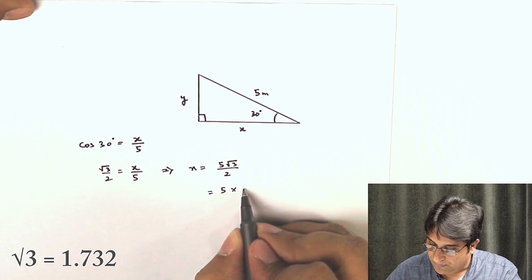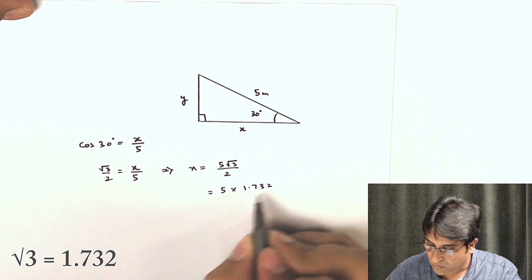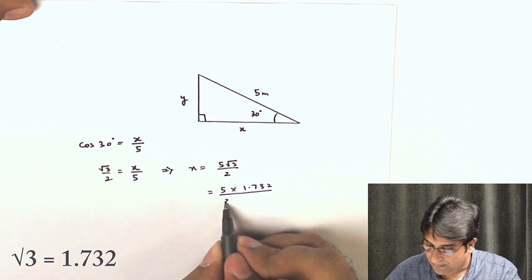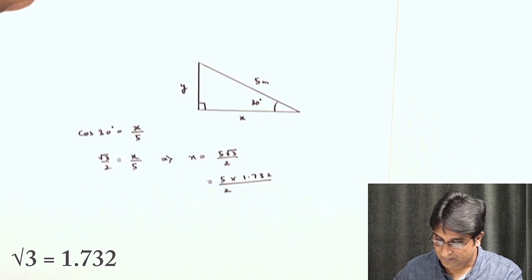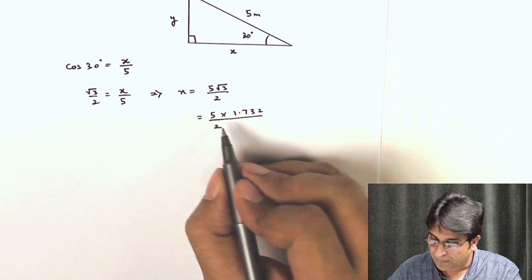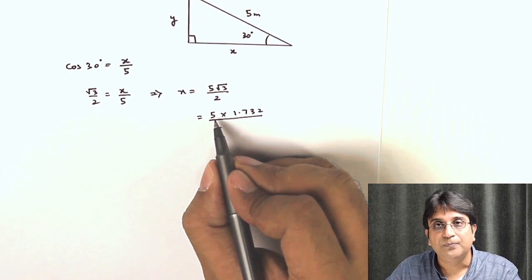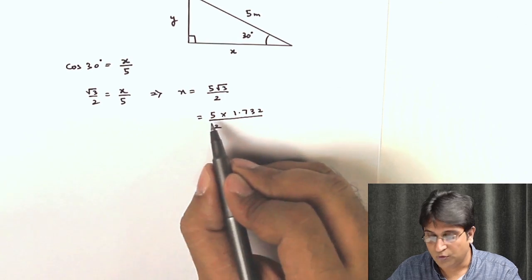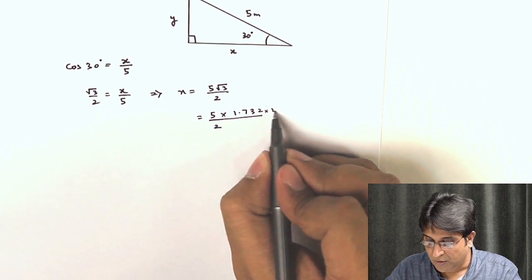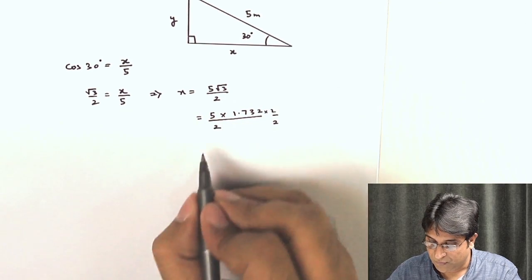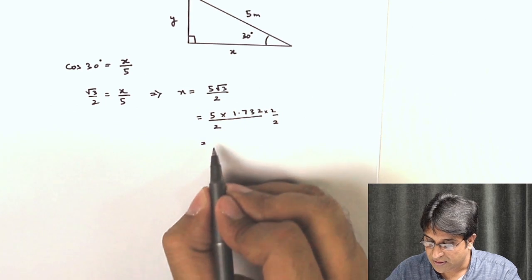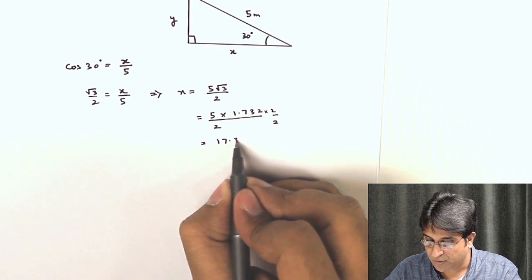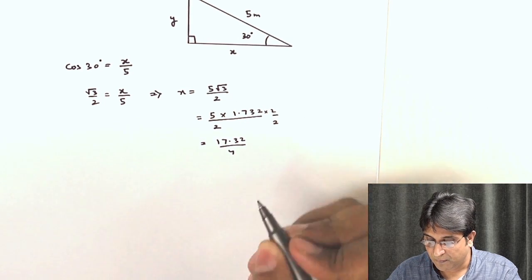5 times 1.732 divided by 2. Now, as usual, I prefer to multiply it by 2 top and bottom, so that it will become 10. 2 here and 2 here. So this is going to become 10 times 1.732, which is 17.32 divided by 4.